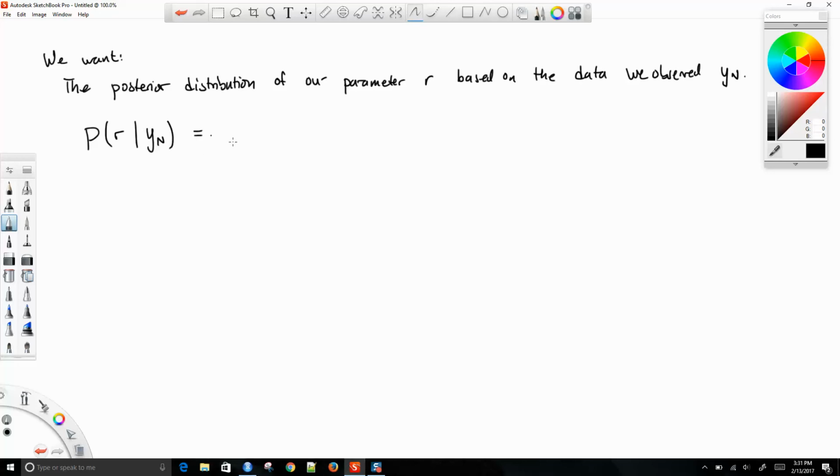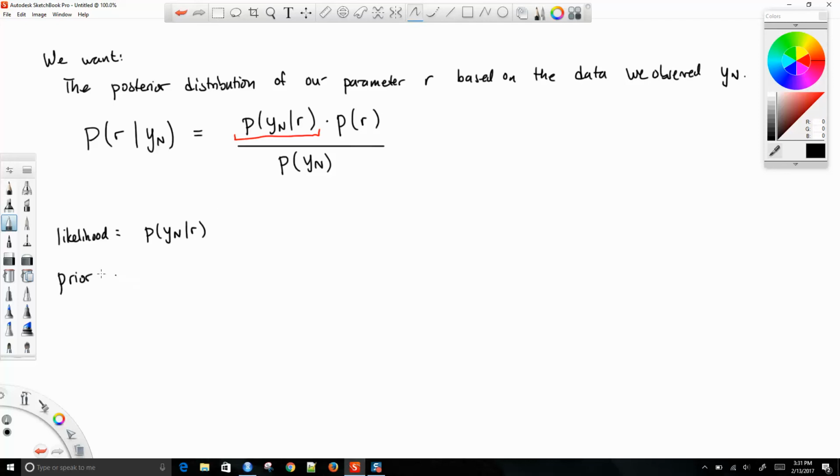And this is going to be equal, using Bayes' rule, to the probability of our data, or the likelihood of our data, multiplied by the probability of our parameter R, divided by the probability of our data in itself. Okay? We've already looked at this first part. This is the likelihood. We call this part the prior.